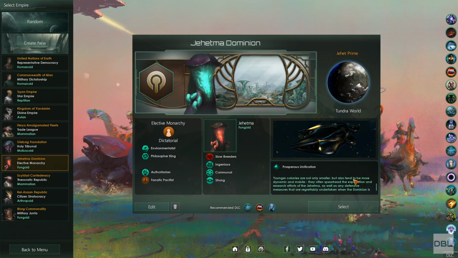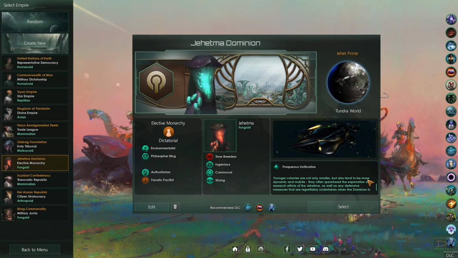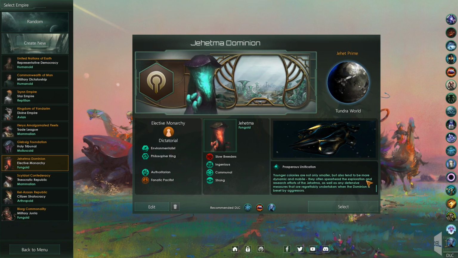Younger colonies, I think like the largest organisms or whatever you want to call it on Earth are like fungus networks. They go for miles. Younger colonies are not only smaller, but also tend to be more dynamic and mobile, often spearhead the exploration and research efforts of the Gehetma, as well as any defensive measures that are regrettably undertaken when the Dominion is beset by aggressors.